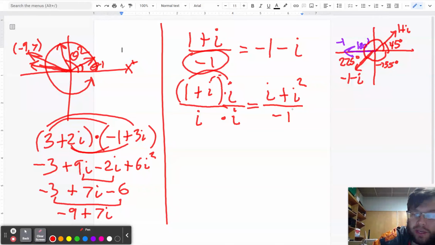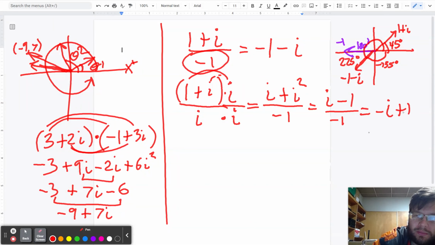What am I going to do with the i squared? At this point, you should be thinking, okay, i squared equals -1. So I have i minus 1 over negative 1. So that's a negative i and a positive 1.